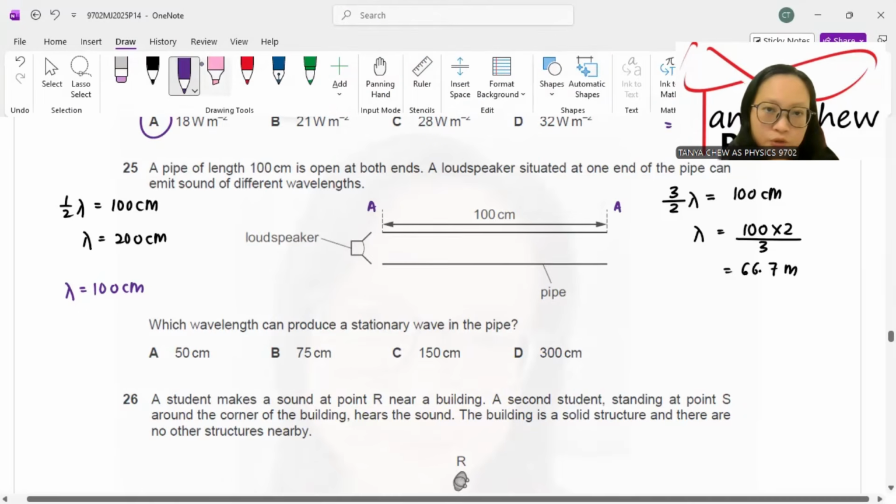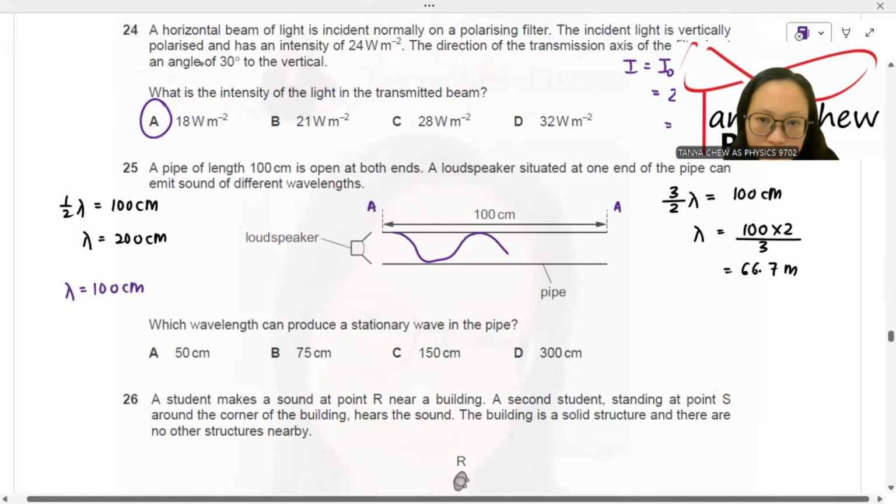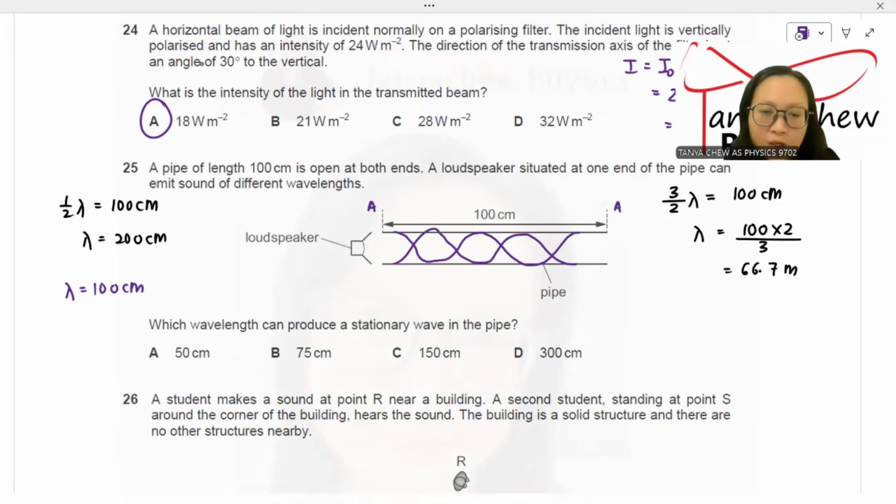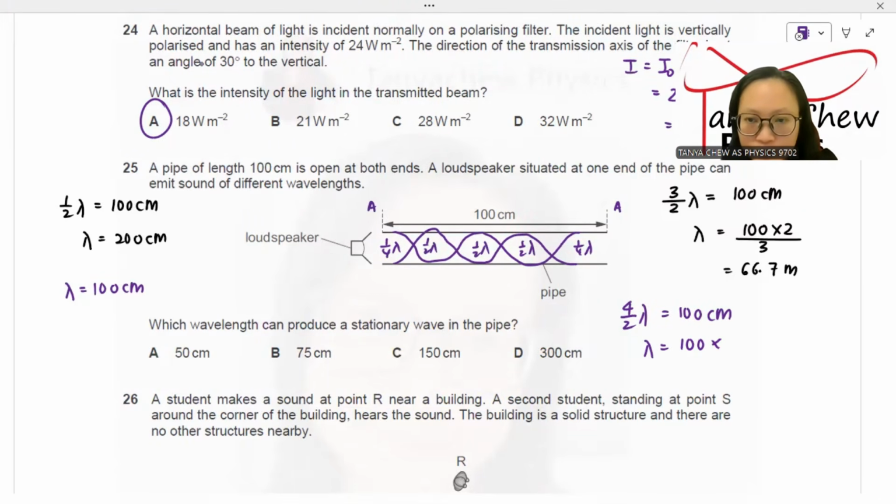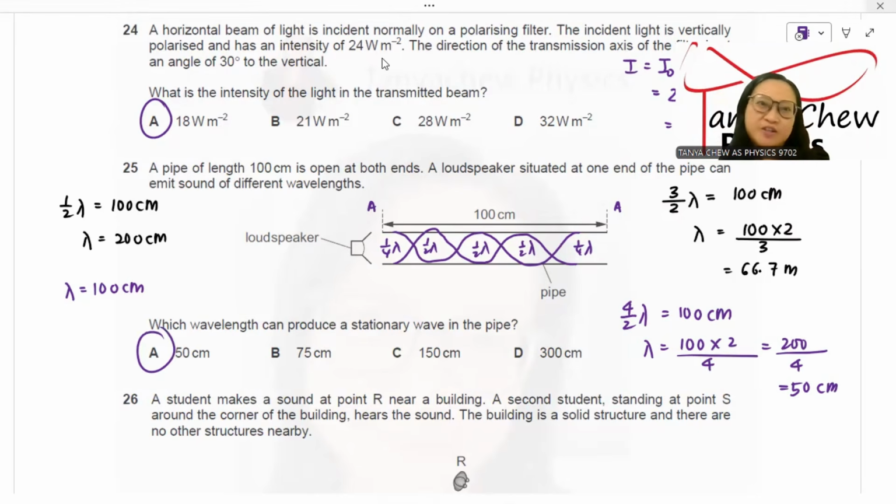So I need to use maybe 1, 2, and then the next one is like this. So this is 1 over 4 lambda, 1 over 2 lambda, 1 over 2 lambda, 1 over 2 lambda, and 1 over 4 lambda. 1, 2, 3, and 4 over 2 lambda is equal to 100 cm. Lambda is 100 times 2 divided by 4. 200 divided by 4, I get 50 cm. Wow, I got the answer. A is the answer. So I try and error.